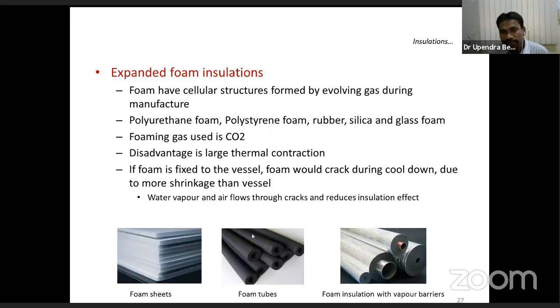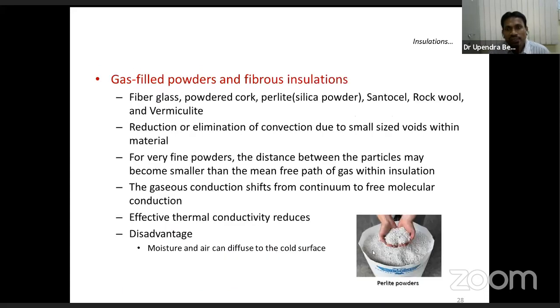And as I was telling, when air flows through it, the thermal conductivity of the insulation increases. So to prevent this airflow or water moisture from reaching the foam, vapor barriers are provided. That way it reduces the heat transfer. Then the next type of insulation is the gas-filled powders and fibrous insulation. So fiberglass, powdered cork, perlite, santocel, rock wool, and vermiculite come under this type of insulation.